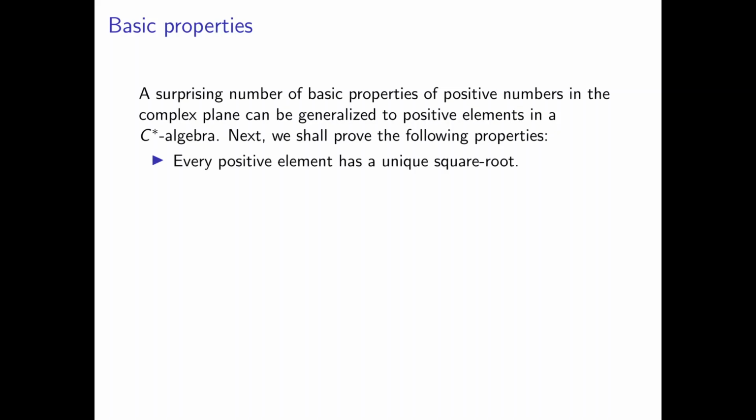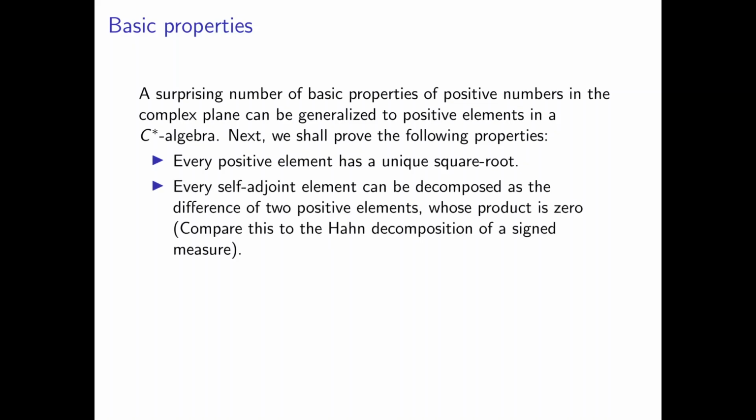So first off, we're going to prove that every positive element has a unique positive square root. I forgot to write positive here. And also we're going to prove an analog to the Hahn decomposition of signed measures, and that is that every self-adjoint element can be decomposed as the difference of two positive elements, whose product is 0.